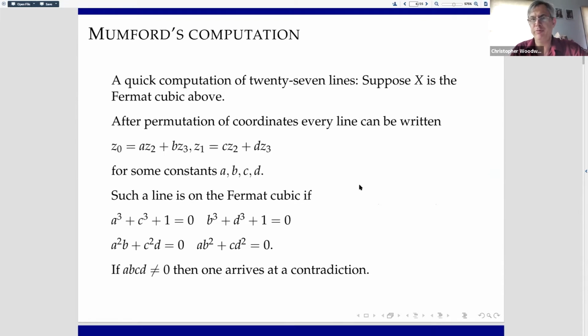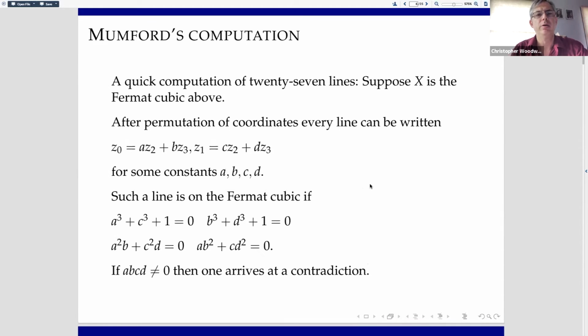You first reduce everything to the case of the Fermat cubic. Is there anyone that came in late and didn't catch the definition of the Fermat cubic? Just ask. This was the thing where you take the sum of the cubes of the variables and set it equal to 0.